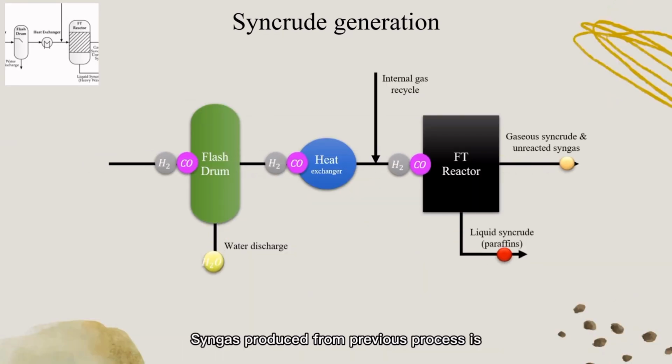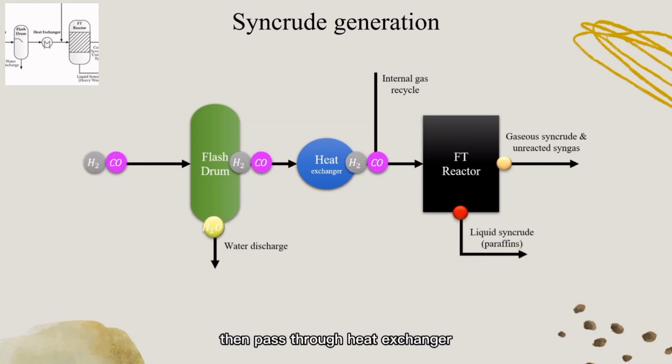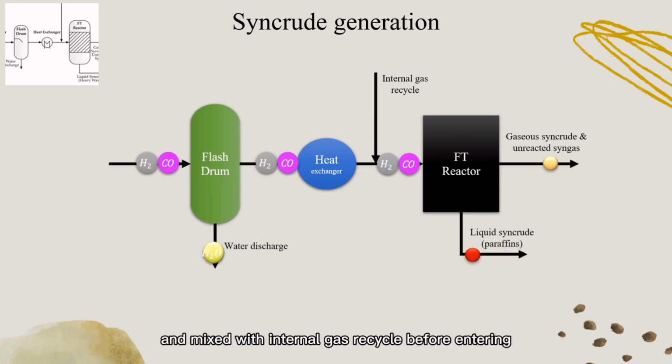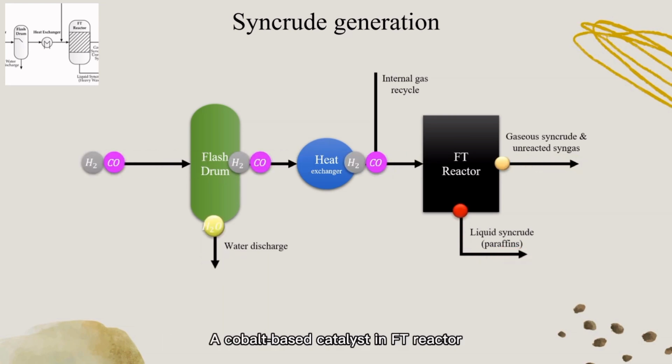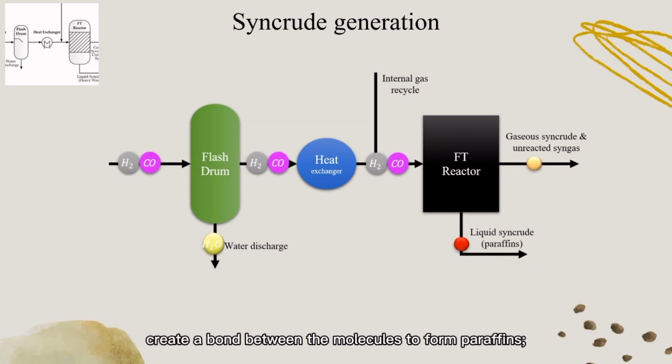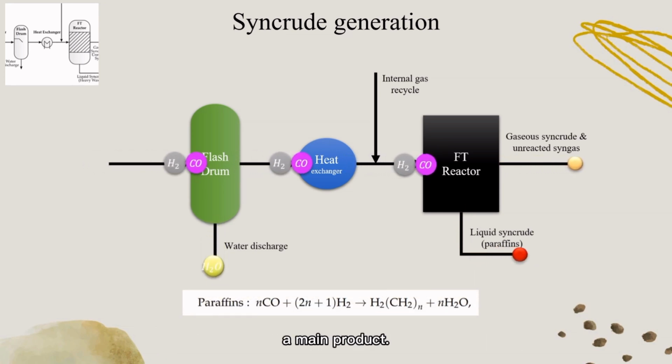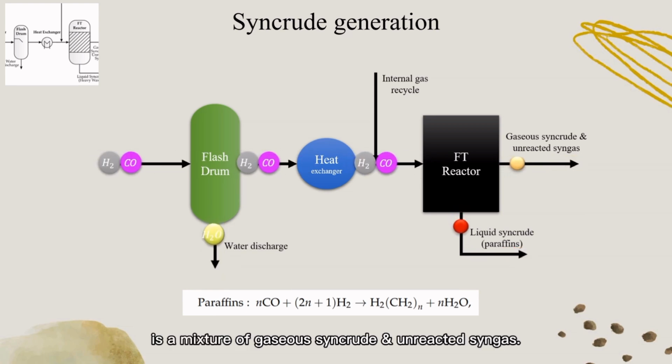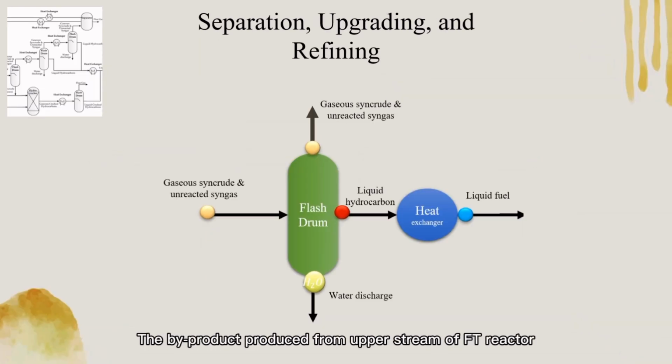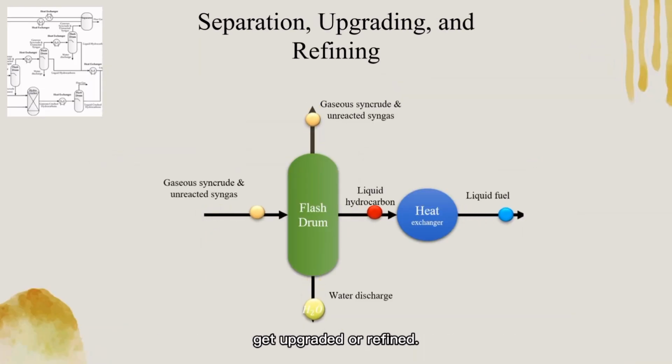Syngas produced from the previous process is streamed into a flash drum. Syngas then passes through a heat exchanger and is mixed with internal gas recycle before entering the Fischer-Tropsch FT reactor. A cobalt-based catalyst in the FT reactor creates a bond between the molecules to form paraffins, a main product. The byproduct of this reaction is a mixture of gases, syncrude, and unreacted syngas. The byproduct produced from the upper stream of the FT reactor gets upgraded or refined.